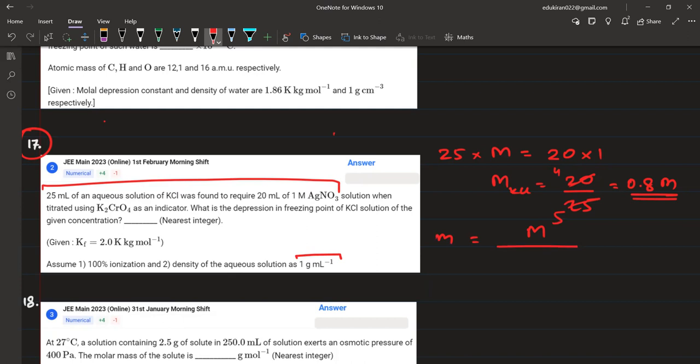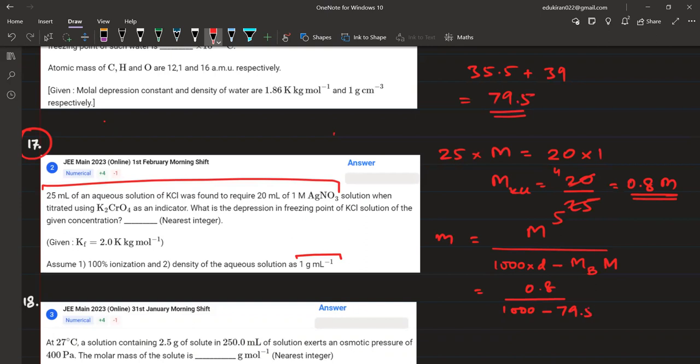So molality is equal to m upon thousand into density minus the molecular mass of the solute into the molarity again. Now, what is the molarity here? Molarity is 0.8 upon 1000. Density, you know, 1 hai, so that is why this would be 1000 minus molar mass of KCl. Kitna ho jayega? 35.5 plus how much? 74.5, right? So calculate, you will get the molality.